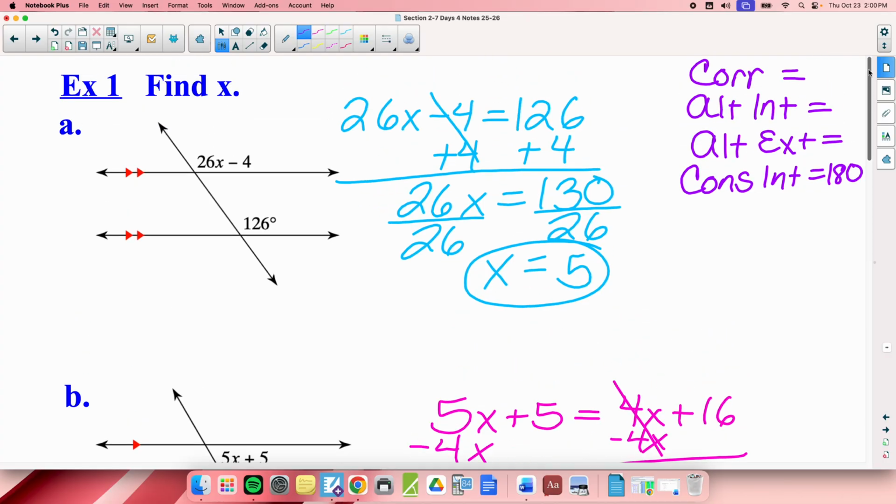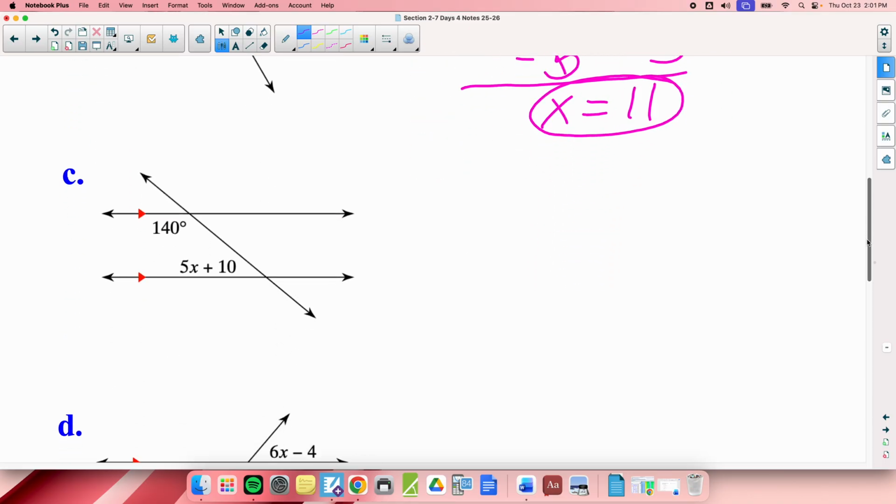Now, what kind are those two? Yep, consecutive interior. And with those, we add them and set them equal to 180. So we come here. Now, here's a tip, you guys. If you have to add these two together, I would always put the one with the x first. So I would go 5x plus 10 plus 140, and that equals 180.